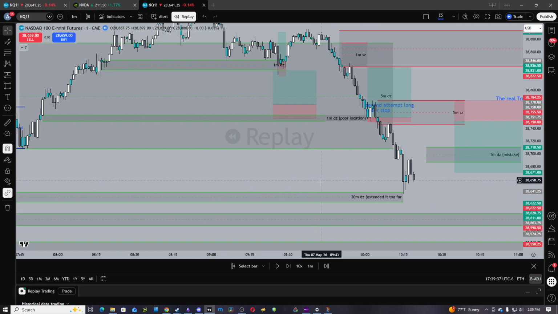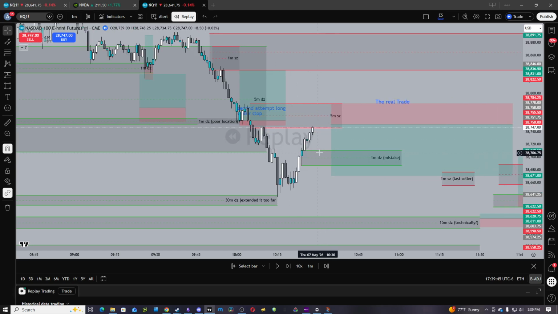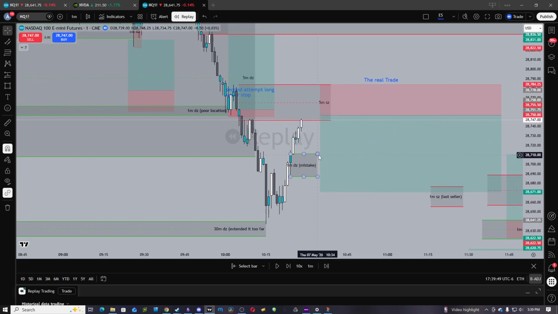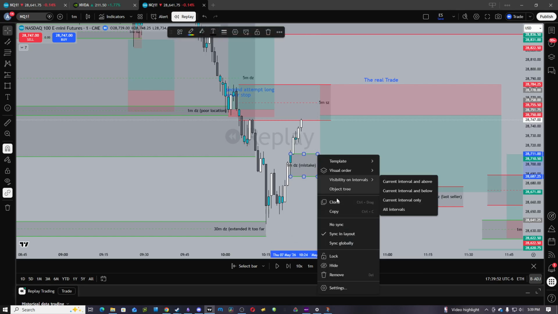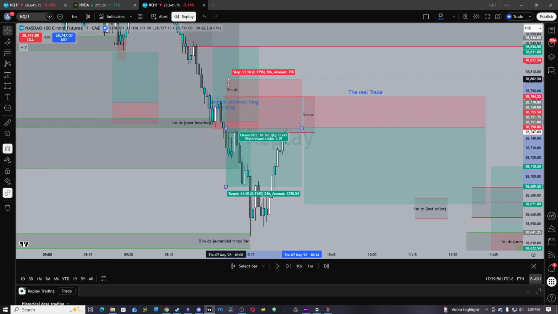Drop to the 1 minute. You're going to see why I kept it on there and why I didn't think that price was going to keep on going down. Boom. 1 minute demand zone formed right there. This was a mistake. Should not have been marked, because had it not been marked, I would have had this trade idea.